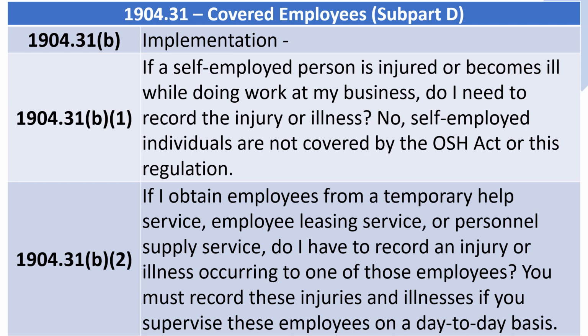1904.31(b) Implementation. 1904.31(b)(1) If a self-employed person is injured or becomes ill while doing work at my business, do I need to record the injury or illness? No, self-employed individuals are not covered by the OSHA Act or this regulation. 1904.31(b)(2) If I obtain employees from a temporary help service, employee leasing service, or personnel supply service, do I have to record an injury or illness occurring to one of those employees? You must record these injuries and illnesses if you supervise these employees on a day-to-day basis.